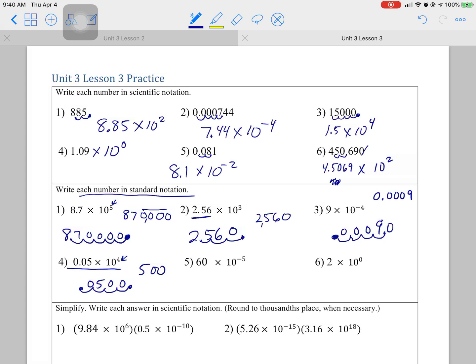All right, we have a 60, but we're going to make it small. So 60 has a decimal here. Let me say that again. 60 has a decimal here, and we're going to make it small because it's a negative exponent. So 1, 2, 3, 4, 5 moves the decimal to over here. Fill in the zeros. So our final answer has 3 zeros here and a 6 right there. Okay.